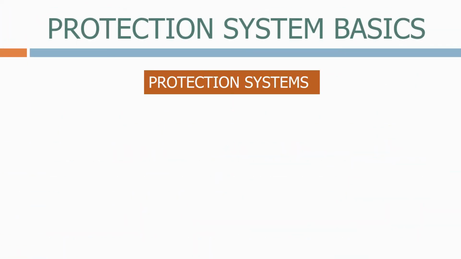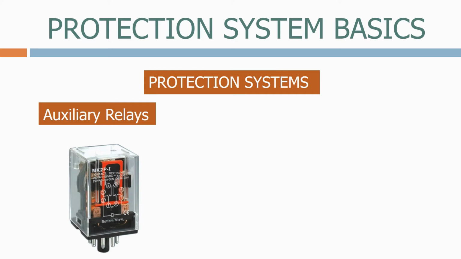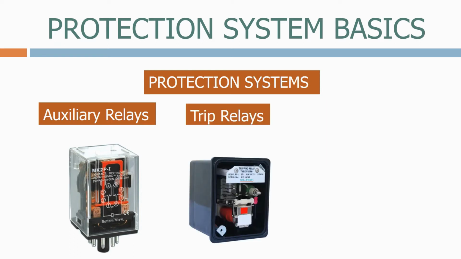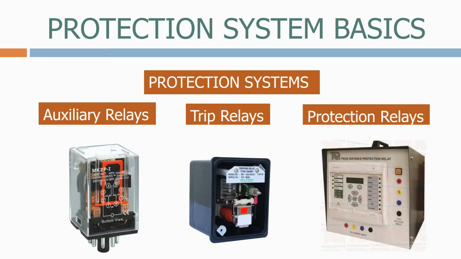Next, we have the protection systems themselves. These include auxiliary relays that repeat signals and pass them on to other systems, trip relays that open the circuit breakers when a fault occurs, and finally protection relays. These continuously monitor the currents and voltages and make sure that the system is healthy.